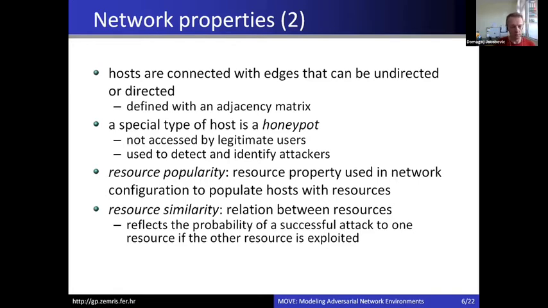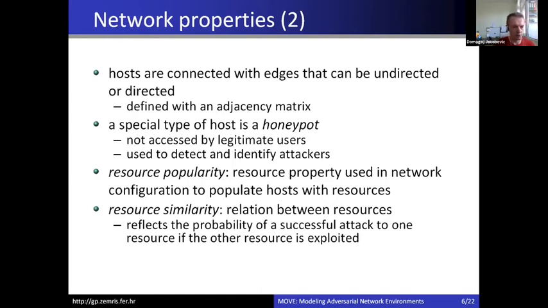To model different types of resources in the network, we have a property of resource popularity, which is used to populate multiple hosts with different resources, and it is used to generate multiple random networks and multiple hosts within a network. For instance, some resources might be present on many hosts, and some resources present on a relatively smaller number of hosts.